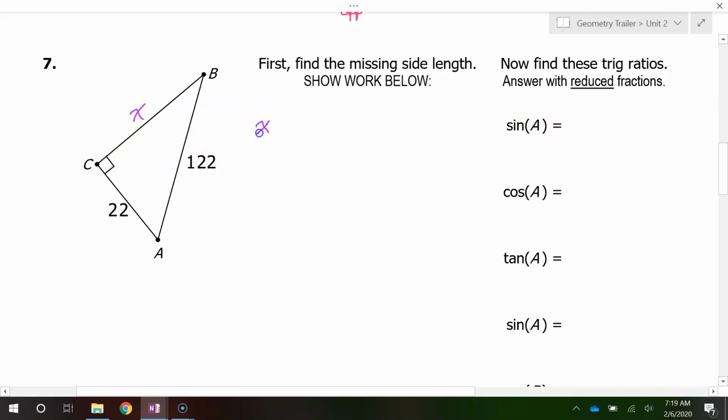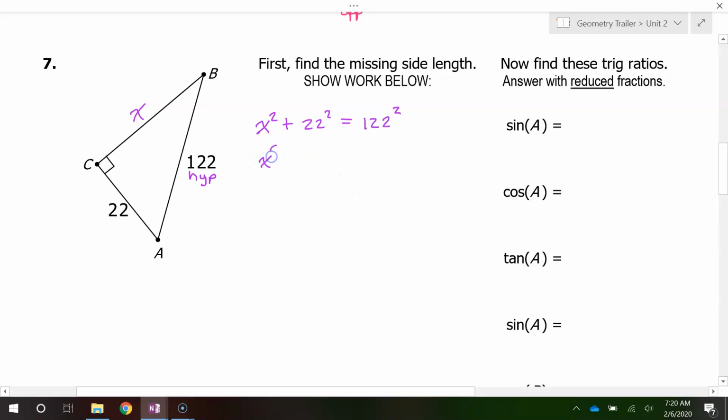So that's going to be x squared plus 22 squared is equal to 122 squared. Of course, the 122 is the hypotenuse, which I might as well label now. And when you do the Pythagorean theorem, the hypotenuse has to be the one over here by itself. Now, I'm going to grab a calculator to help me out with this a little bit.